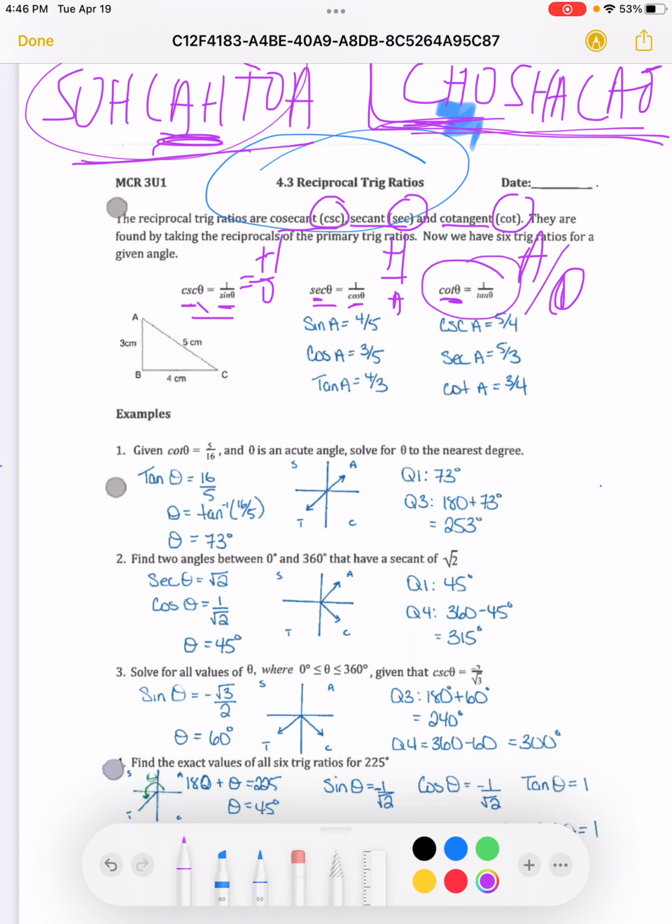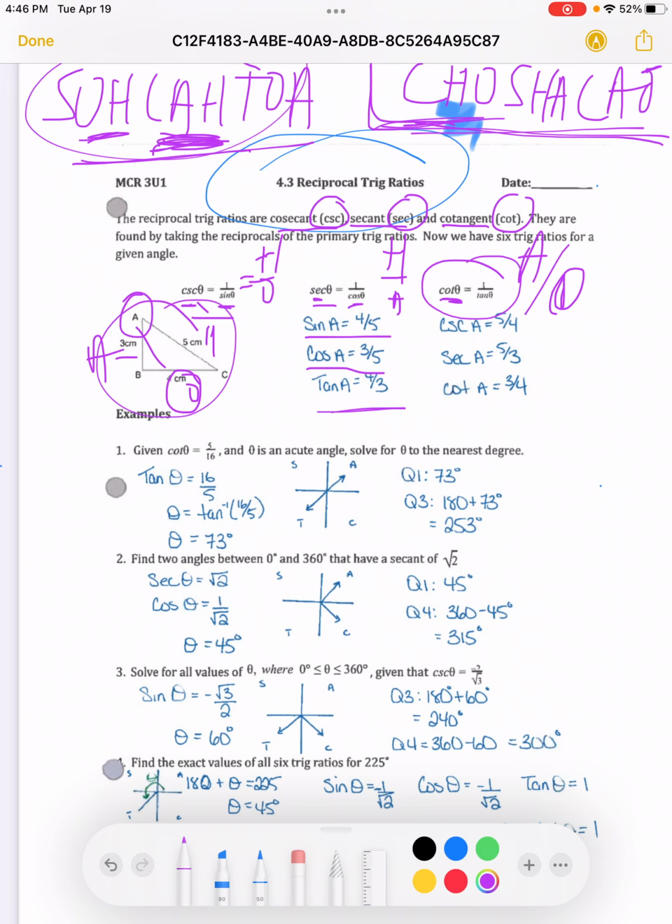So what does that mean? If you're looking from angle A, we label the hypotenuse, opposite, and adjacent. What's sine? Sine is opposite over hypotenuse, 4 over 5. Cosine is adjacent over hypotenuse, which is 3 over 5. And tangent is opposite over adjacent, 4 over 3.